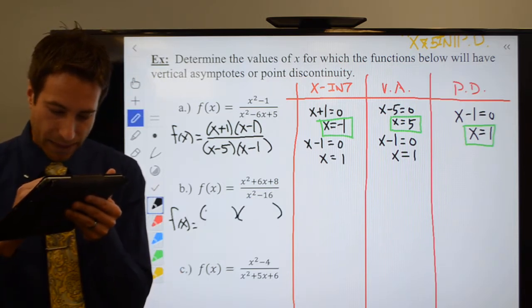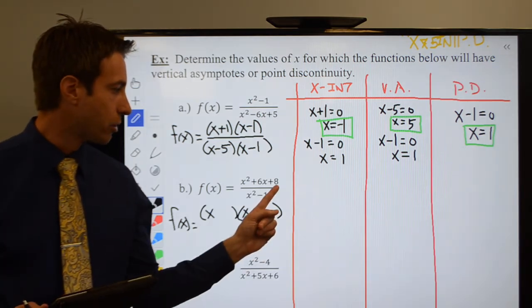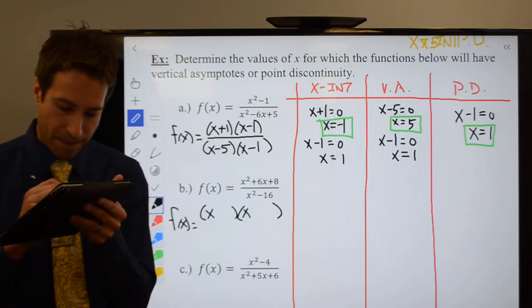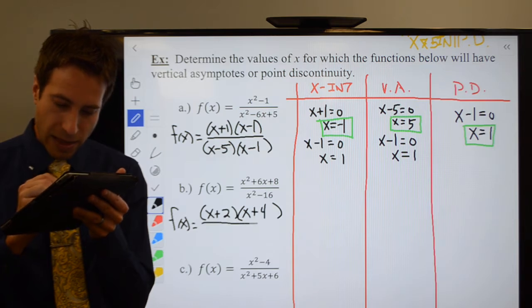I don't know, let's see. I'll spot you the easy bit, x and x. The trickier bit, two numbers that multiply to a positive 8, sum to a positive 6. Actually, that's not that bad. How about a plus 2 and a plus 4?